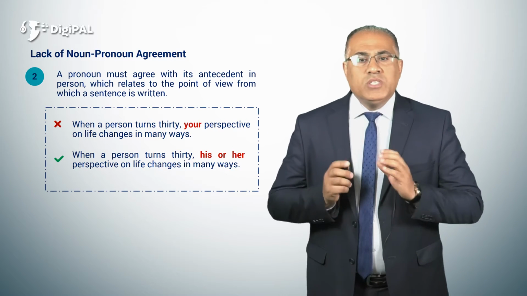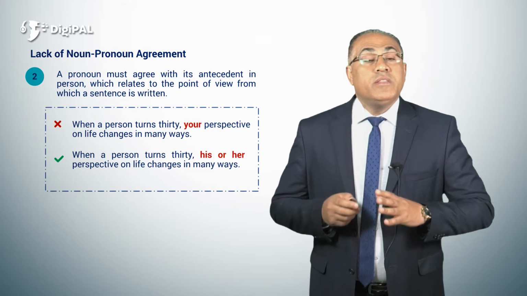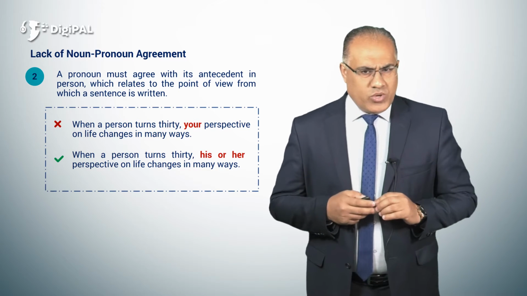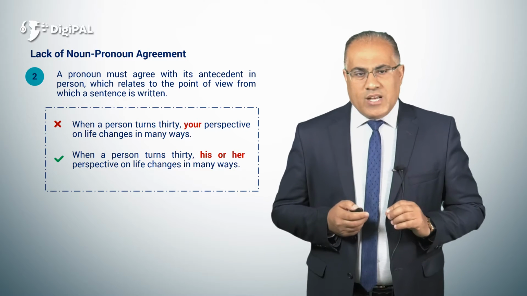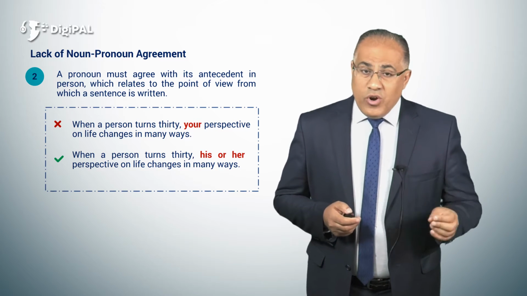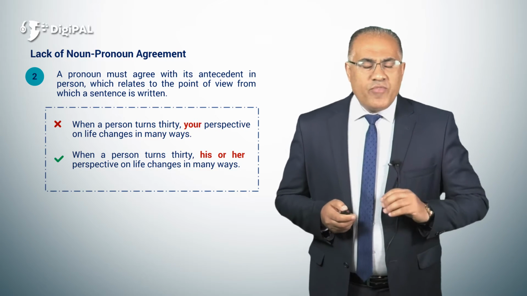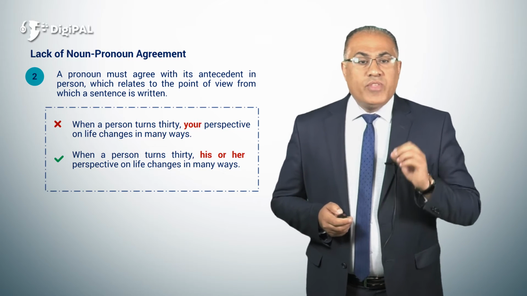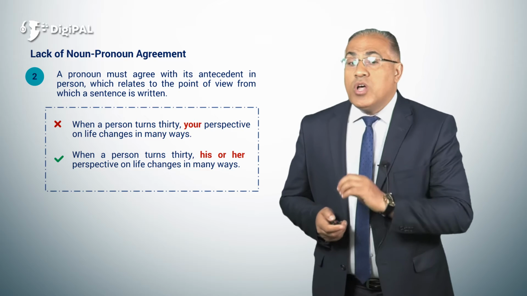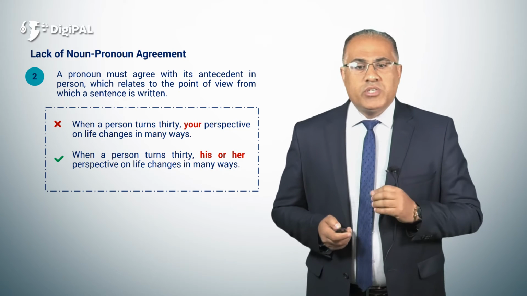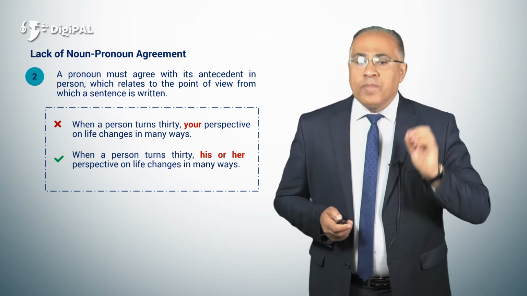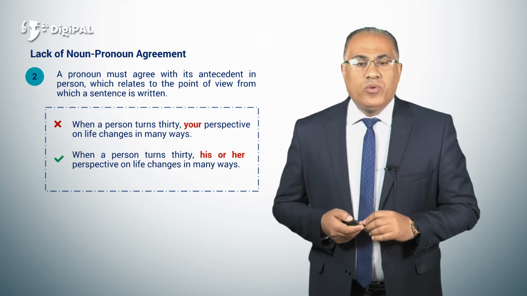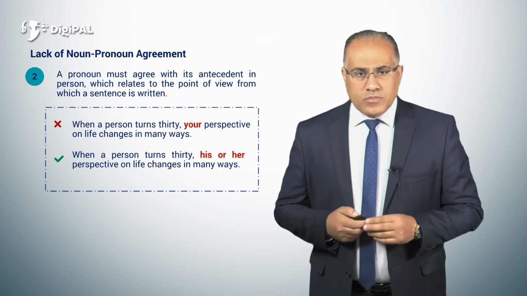So, a pronoun must also agree with its antecedent in person, which relates to the point of view from which a sentence is written. Consider the first wrong example: "When a person turns 30, your perspective on life changes in many ways." So there is a wrong use of the pronoun "your." It should be "his or her perspective on life changes in many ways." So the sentence should be correctly said: "When a person turns 30, his or her perspective on life changes in many ways."